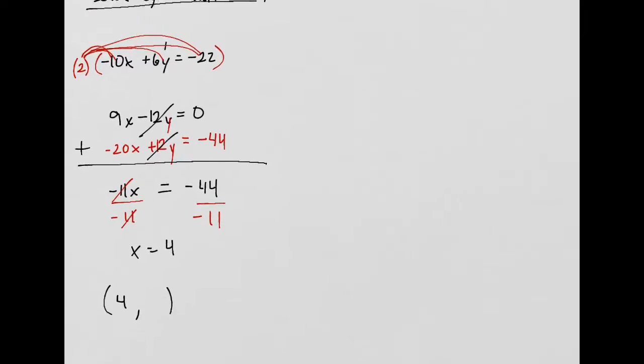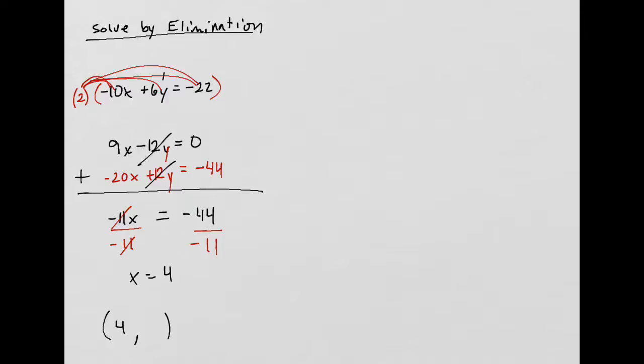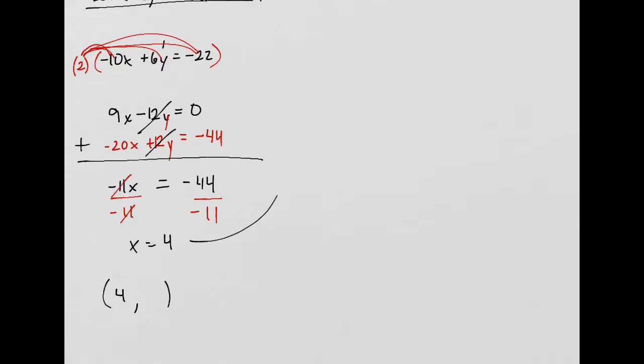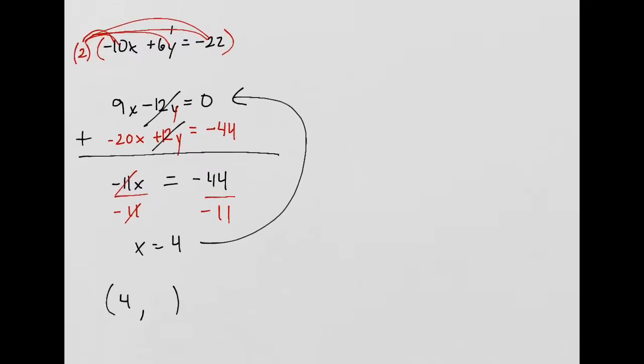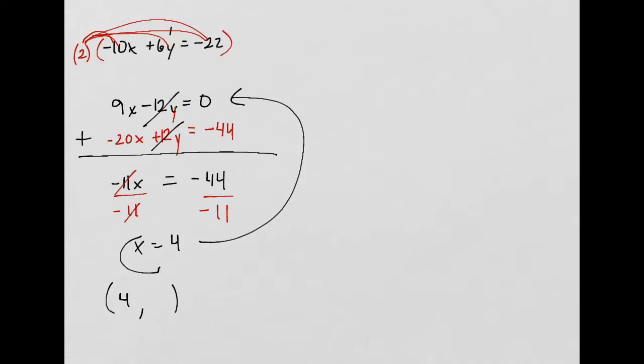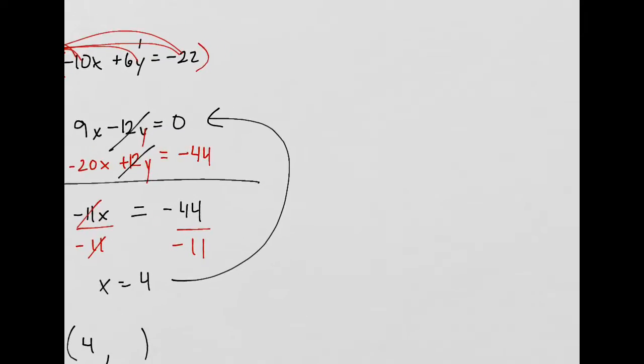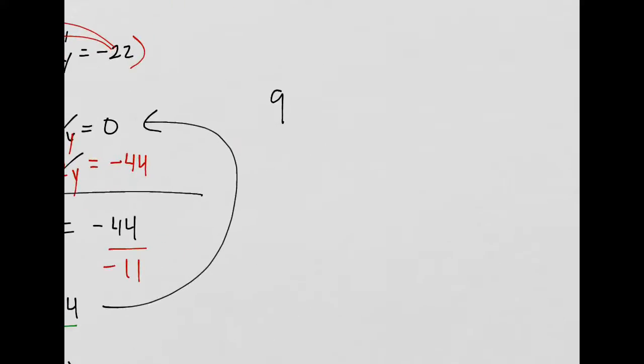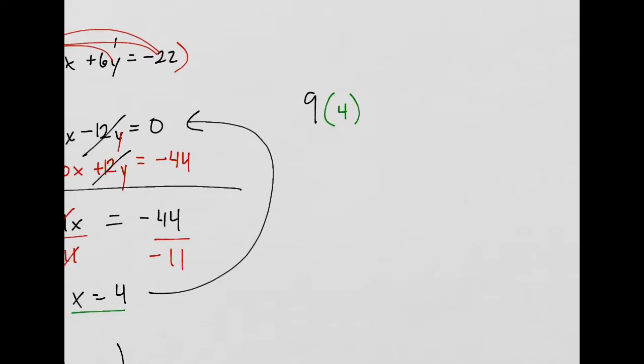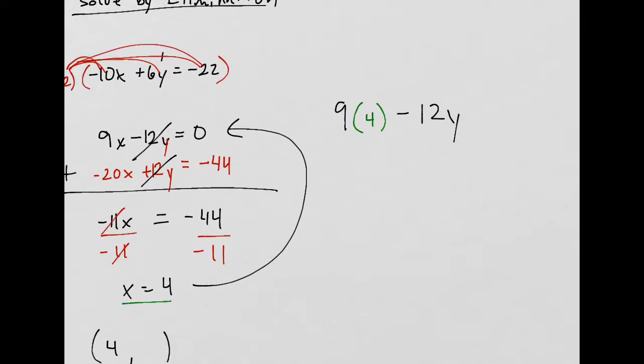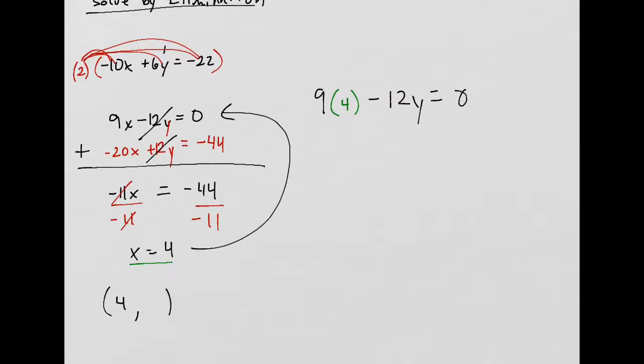How do I figure out this something? I can plug this back in. I just burped. Oops. And I can plug it into either one of my original equations. This one has smaller numbers, so I'm going to plug it into that second equation. So I'll take this and I'll plug it back in there. So instead of writing x, I'm going to write 4. Oh, that makes sense. So I have 9 times 4 instead of x, minus 12y equals 0. So I use that equation, except for instead of x, I wrote 4.